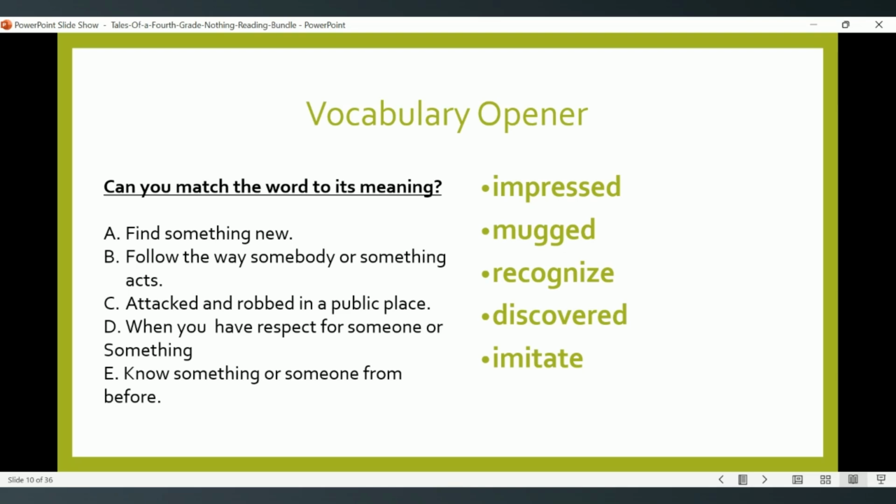So contextualized words: impressed, mugged, recognized, discovered. Here again, explicit teaching is most effective. You could have up on your board, for example, a set of random pictures that illustrate the words, and the words themselves, and have a class discussion around it. That's usually how I like to introduce words.